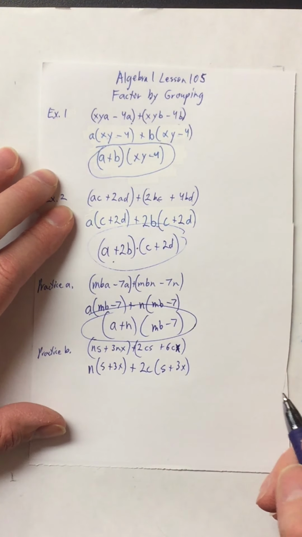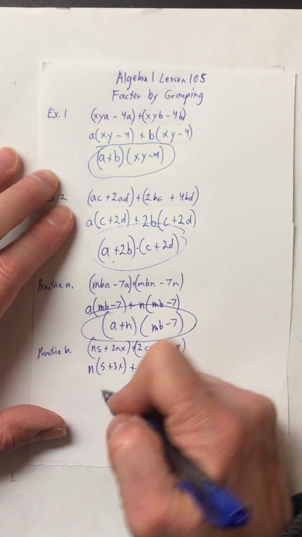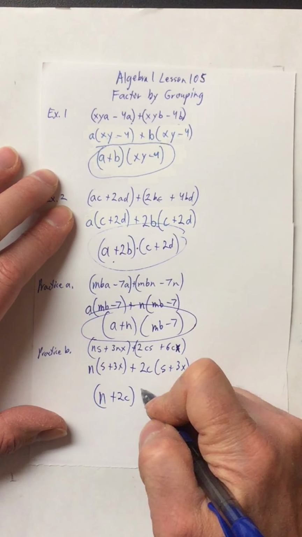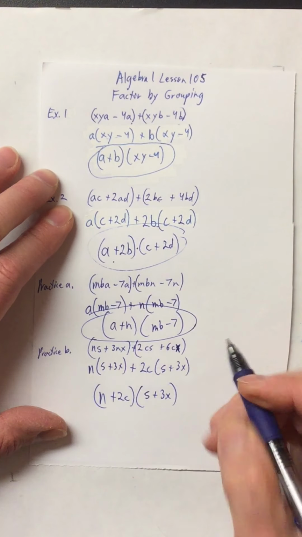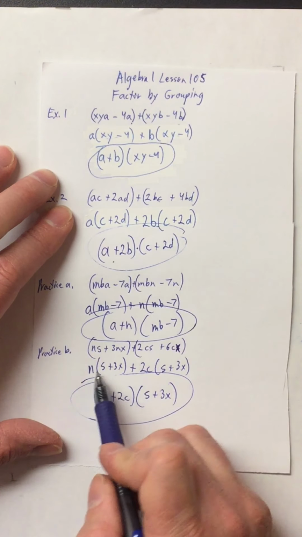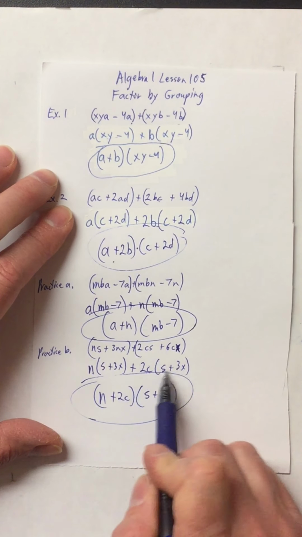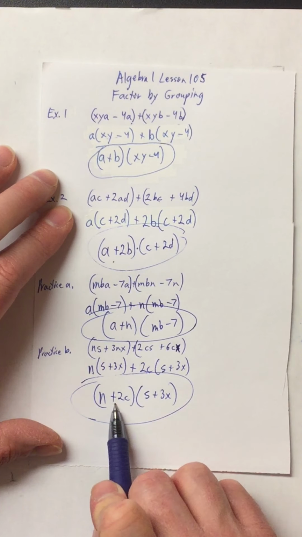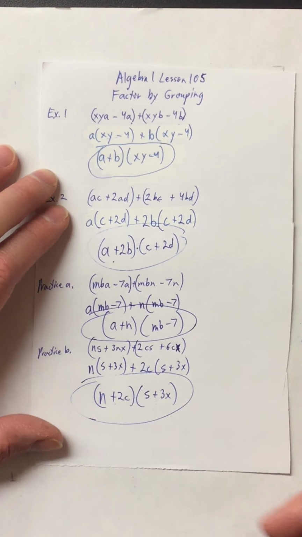Notice once again the same things are in the parentheses. The terms in front of it are connected by multiplication, so I can put those together: n plus 2c, put that in parentheses together, multiplied by s plus 3x. Notice that the n is multiplied by all this, and the 2 and the c is multiplied by all this. Therefore, I can combine those together in parentheses. It still indicates that both of these are getting multiplied by this.